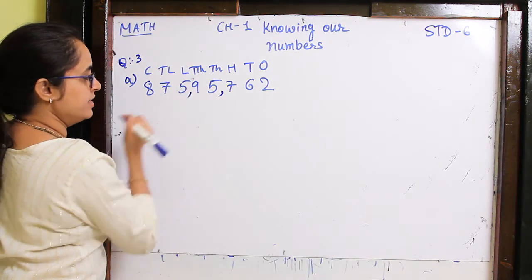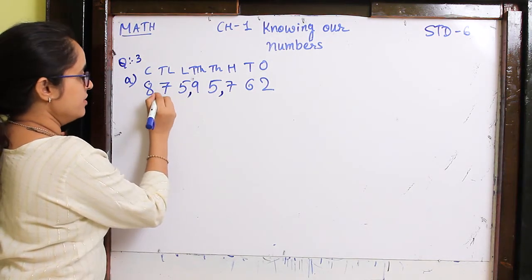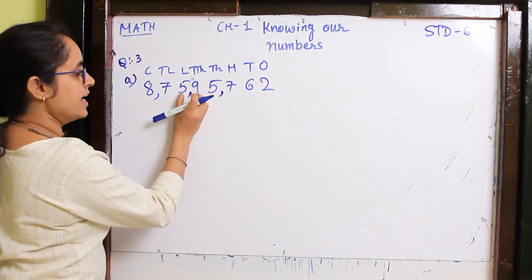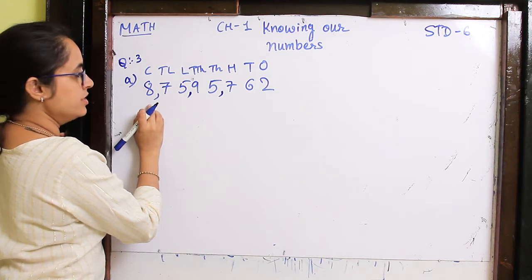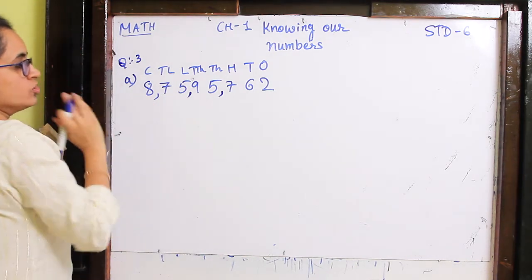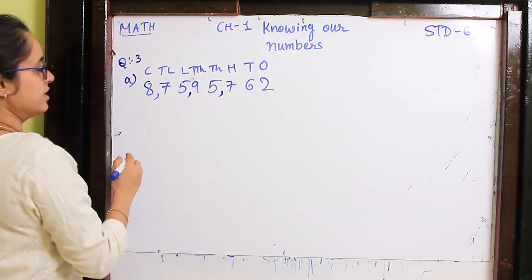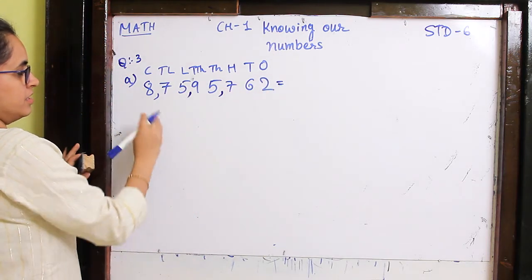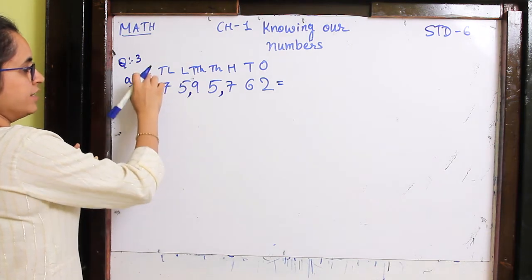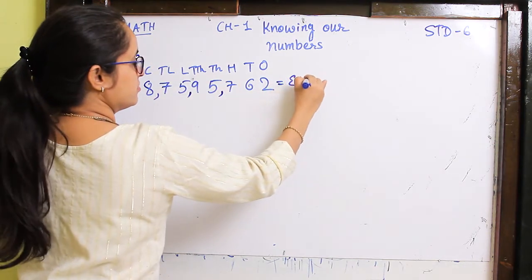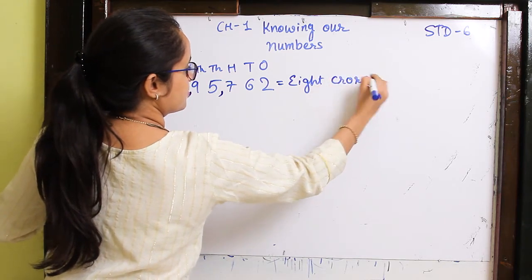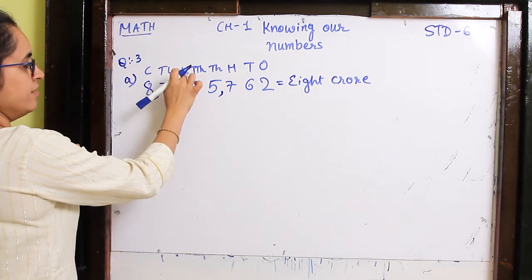Okay? So here what you have to do is, there is a number given to you, and you have to put commas according to Indian number system and then write that number in words. So the first number is like this, 8, 7. I'll write the number separately. 5, 9, 5, 7, 6, 2. So ones, tens, 100, 1,000, 10,000.